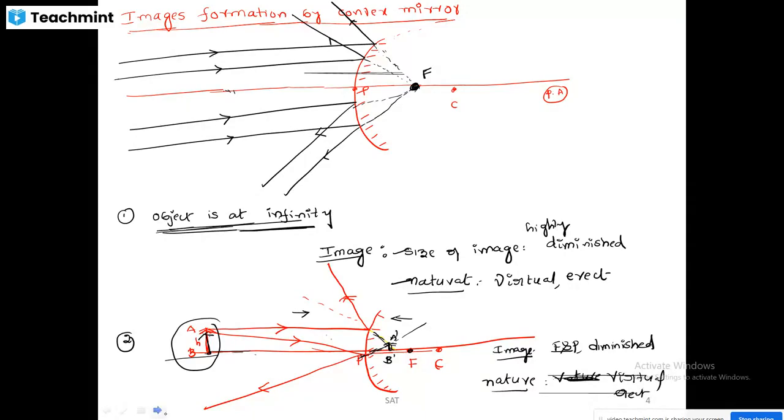Okay, so I want to give the conclusion for both cases here, for concave mirror and convex mirror. These points are very important. The conclusion is very important for every concept. So these conclusions are very important for the board examination as well as the MHT-CET and the NEET examination.